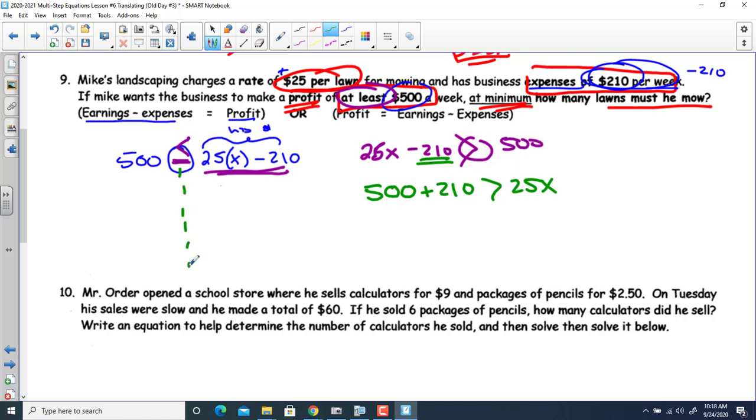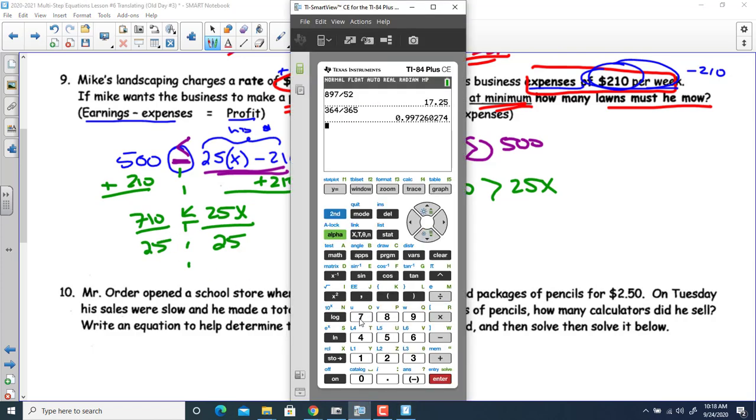So what would have happened in most of these situations is you would have had to undo the subtracting of his expenses. You would have gotten $710 should be greater than or equal to 25 per lawn. You would have to divide $25 per lawn into 710 to see how many times it goes in, to determine how many lawns he has to mow.